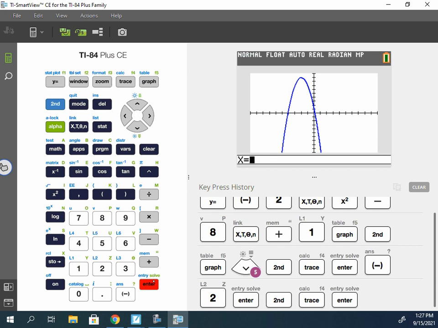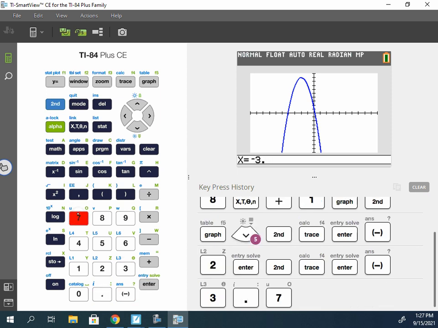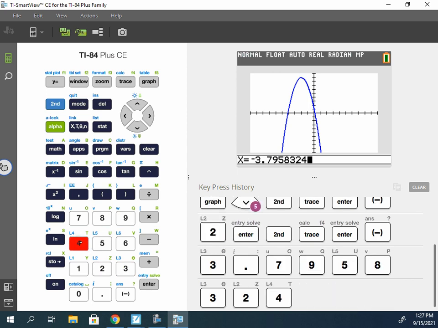So if I go second calculate enter, I pull it up again, because if I want to put a different value in, I have to do that again. But let's say negative 3.7958324. I just picked a random number. But that's not on the table, because the table only did whole number values, yes? I say enter. The y value for this function is 2.549972. So it plugged it in for us. So that's kind of nice.